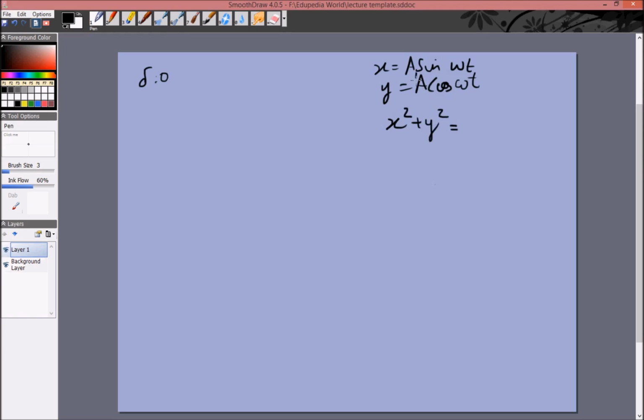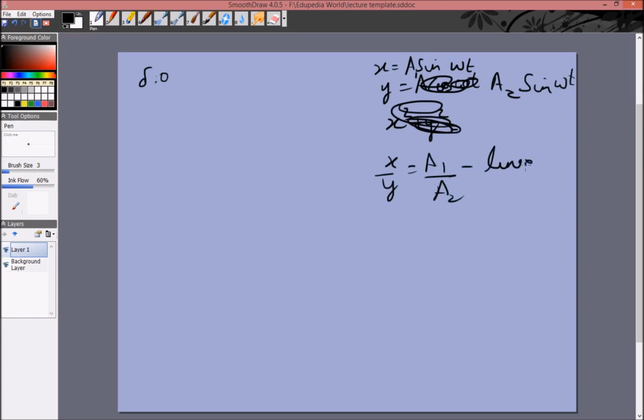This is a1 sin omega t, this is a2 sin omega t. And from that what we'll get is x by y is equal to a1 by a2, which is the equation of a straight line, or we can see that from the graph as well.